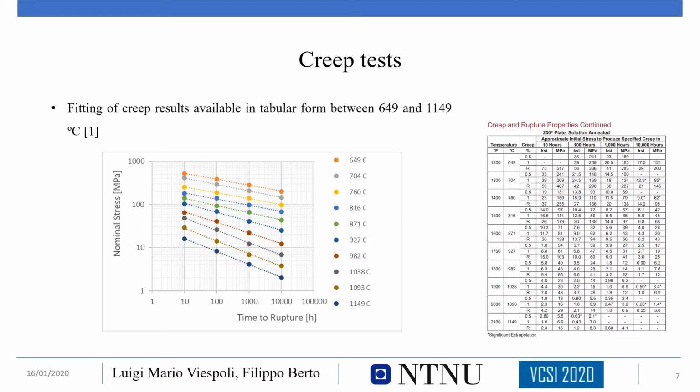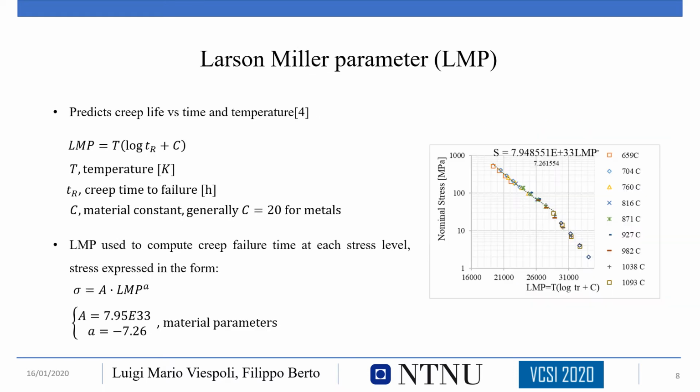The manufacturer of the alloy reports in tabular form a fitting of the creep data. These are presented as the stress to generate a deformation of 0.5%, 1% and failure in a time of 10, 100, 1000 and 10,000 hours at temperatures between 649 and 1149 Celsius degrees. The impact of temperature and stress on the time to failure is evident.